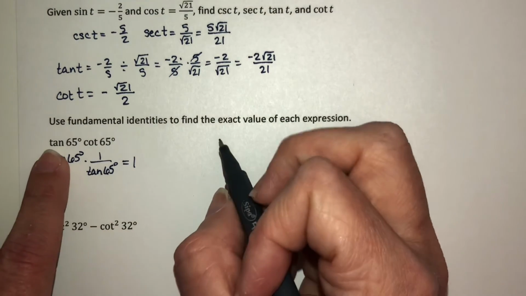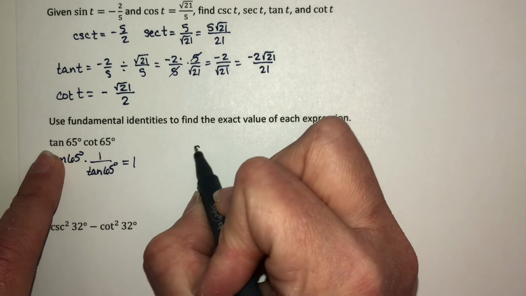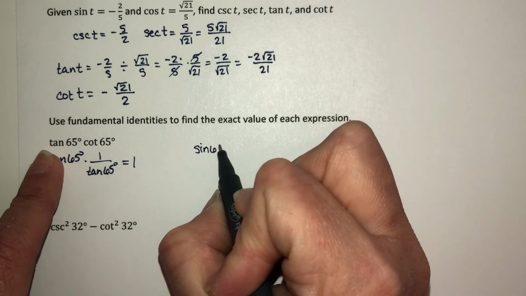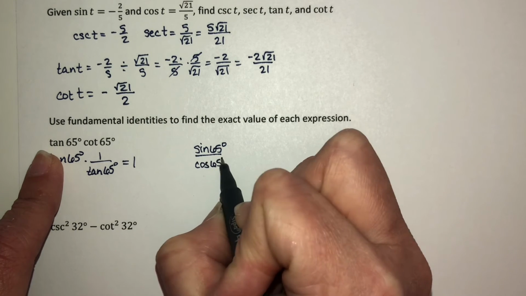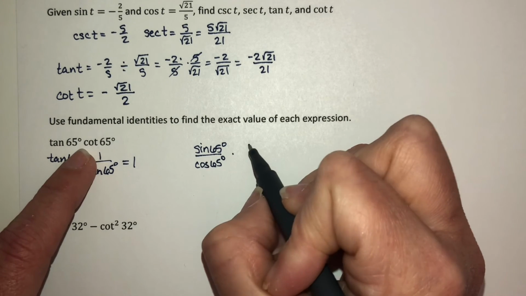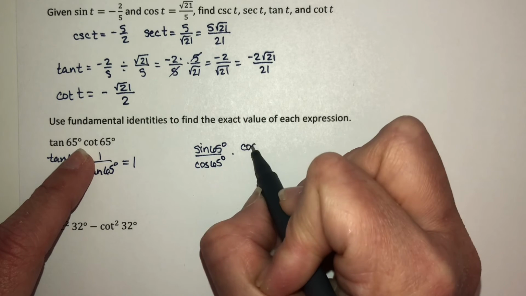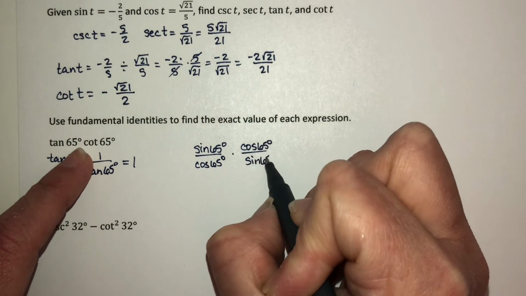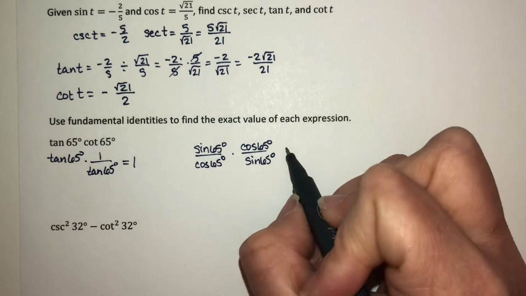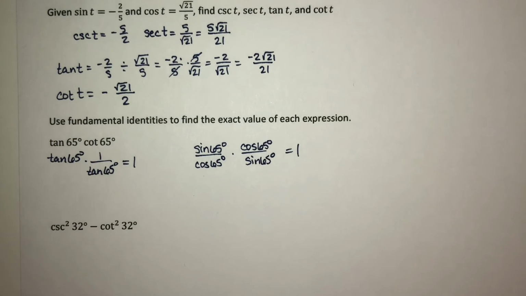I also could have changed these into sine and cosine, and I would have had sine of 65 degrees over cosine of 65 degrees times cosine over sine. Either way, everything cancels out and you get a 1.